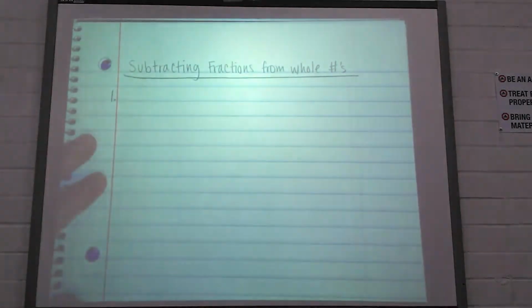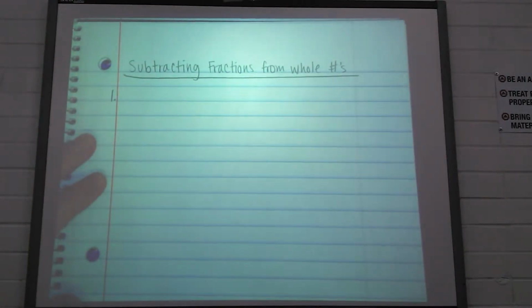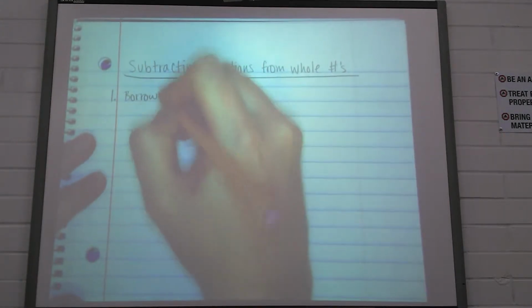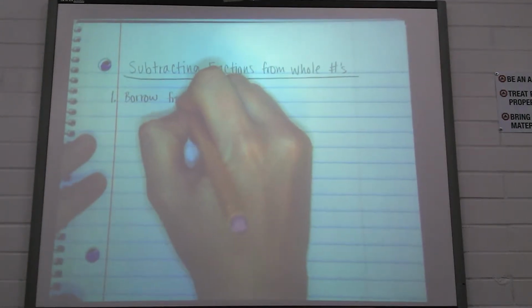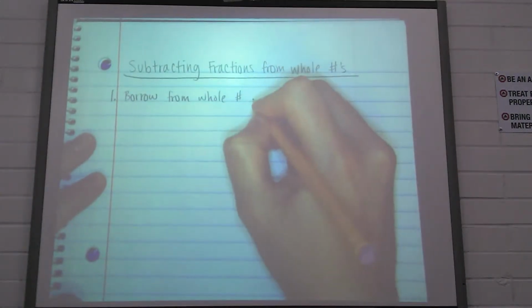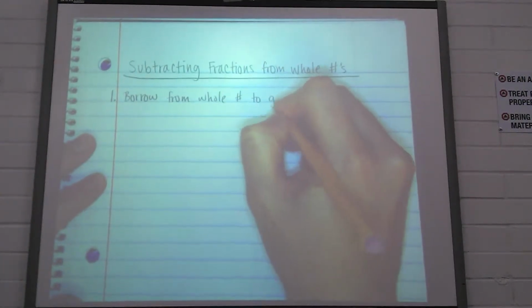Number one, the first step in subtracting fractions from whole numbers, you're going to borrow from the whole number to get a mixed number.